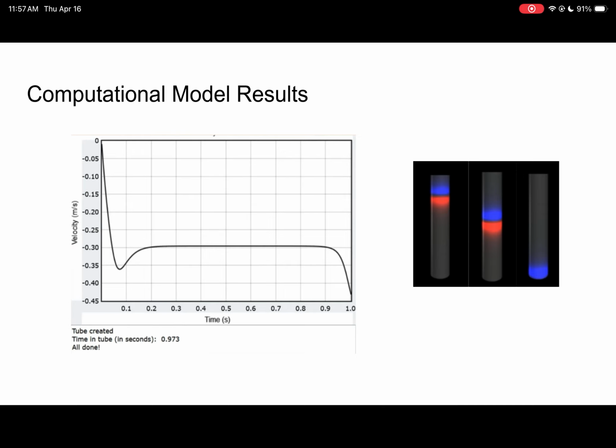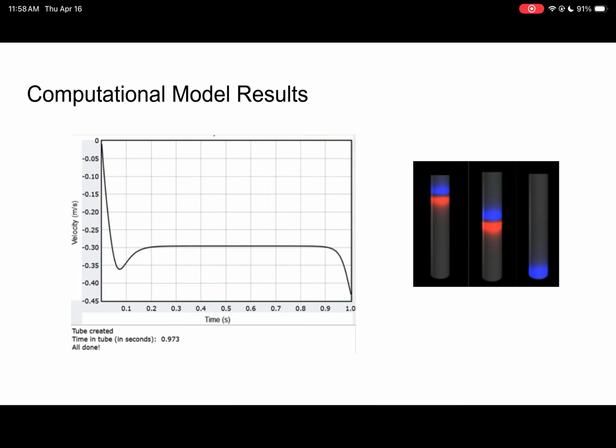So here are the results. We get the plot of velocity versus time, and we can see that velocity initially rapidly increases in magnitude, then starts to plateau in the middle, and towards the end starts increasing in magnitude again. And from the computational model, we can see that the fall time of the tube is less than what was found in the observations in the experiment. In the computational model, it was 0.973 seconds.